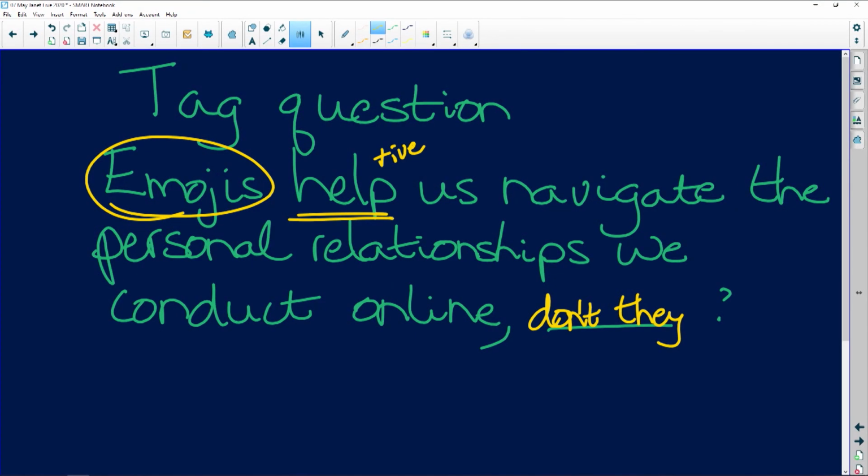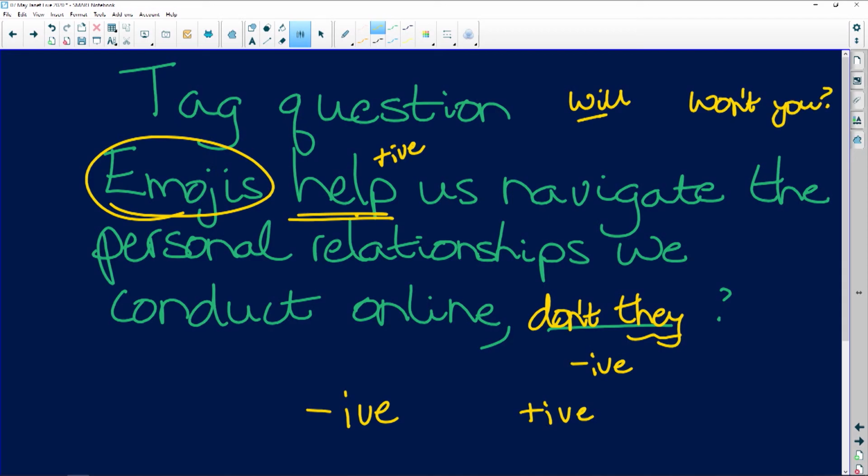And the rule is if the verb is positive in the main part of the sentence, it's negative in the tag. And then the other way around, if it's negative in the main part of the sentence, it's positive in the tag, and you need a pronoun. And you keep the same tense, do or did or whatever. If you have a word like you will, then you can say, you will send in your questions, won't you? So positive to negative, and then the you stays the same. So just give me some more guidance here.